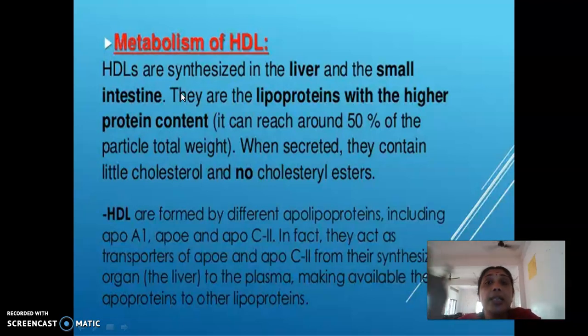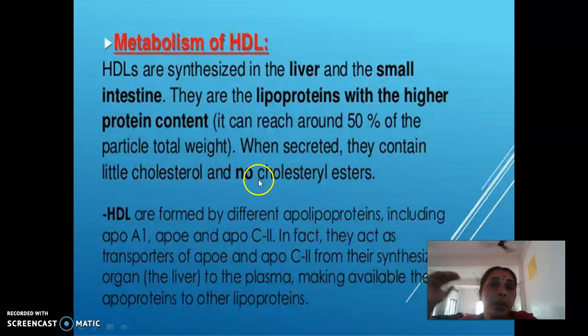Now the HDL carries out the reverse cholesterol transport. That is, it transports the cholesterol or cholesterol esters present in the peripheral tissues, and they will be taken into the liver. Right, so the HDL molecules are synthesized in the liver and also in the small intestine, and they have apoproteins, mainly ApoA1, and are also rich in ApoE and ApoC. Right, and when secreted, they contain little or no cholesterol esters. Once synthesized in the liver or the intestine, they do not have any cholesterol esters.